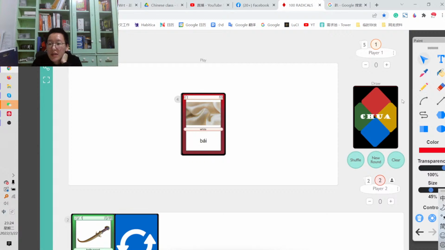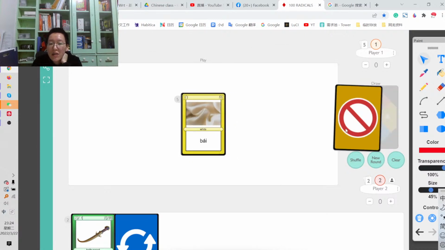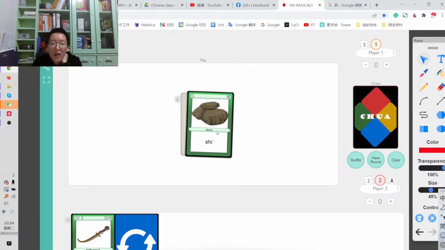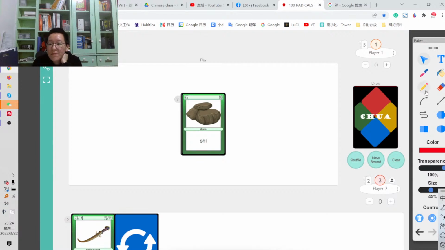Okay, next one. Let's see. Still Bai, we just skip over. And this one, Shi. Shi, left part, it means stone. And the right part, we already learned. What's this? Do you remember? Yeah, it's a Pi. Pi radical.